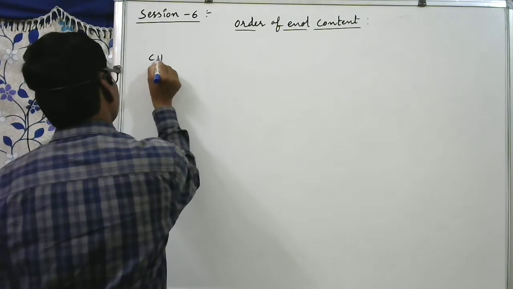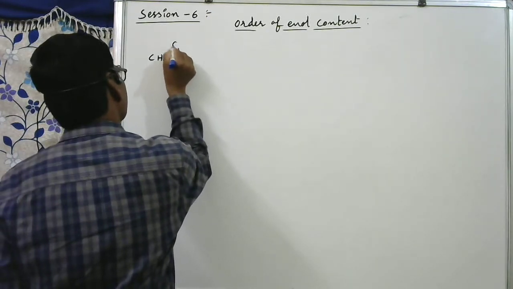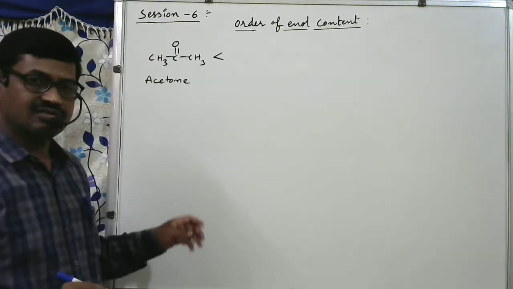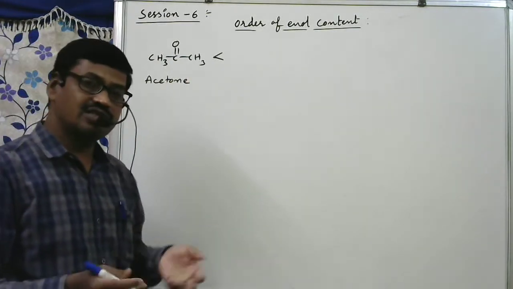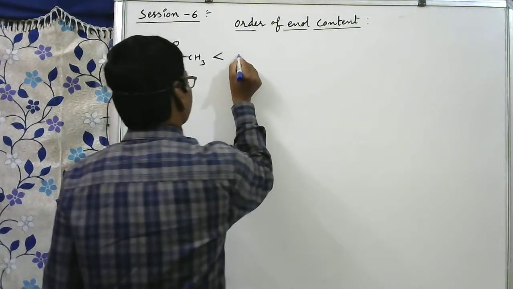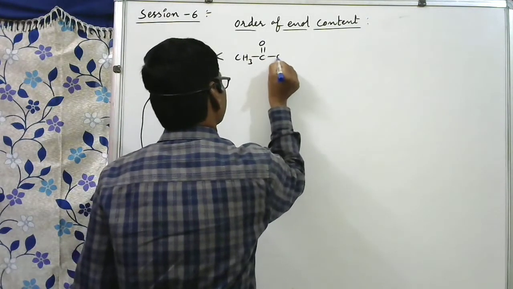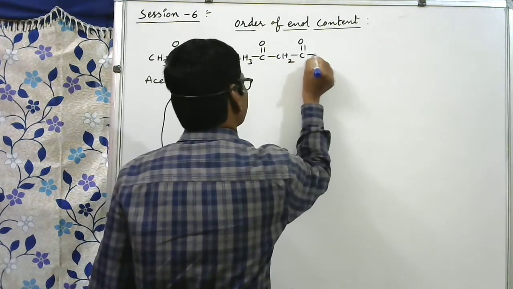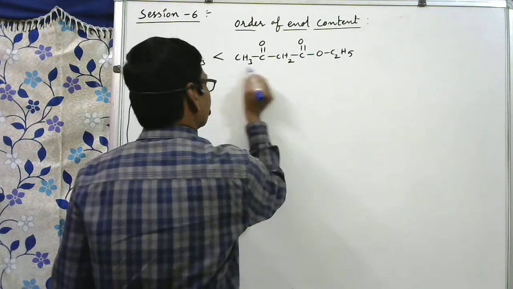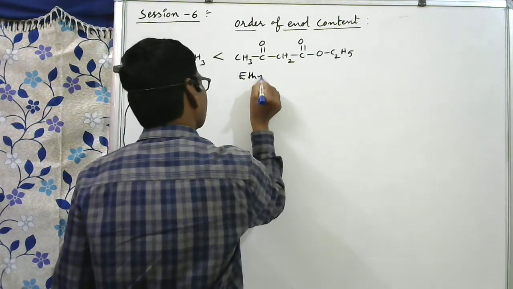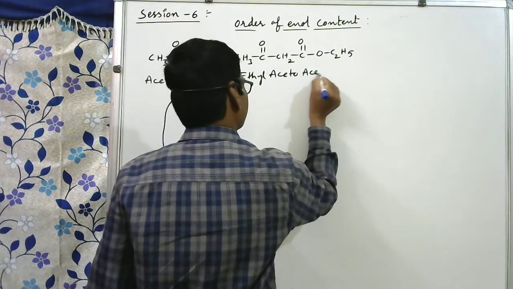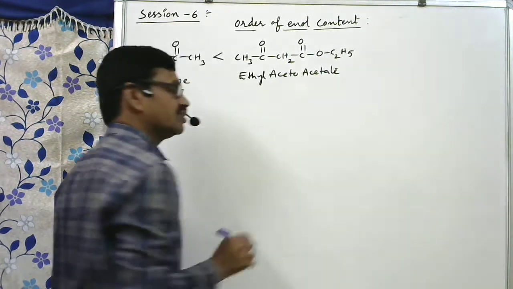First I am writing CH3, C double bond O, CH3. This is acetone, and its enol content is very less. That means the keto content is more, almost 100%. Then after the ketone, we can write acetoacetic ester: CH3, C double bond O, CH2, then C double bond O, O, C2H5. This is acetoacetic ester, otherwise ethyl acetoacetate. Ethyl means this one, aceto means this one, and this is acetate. The short form is EAA, ethyl acetoacetate. Its enol content is less.